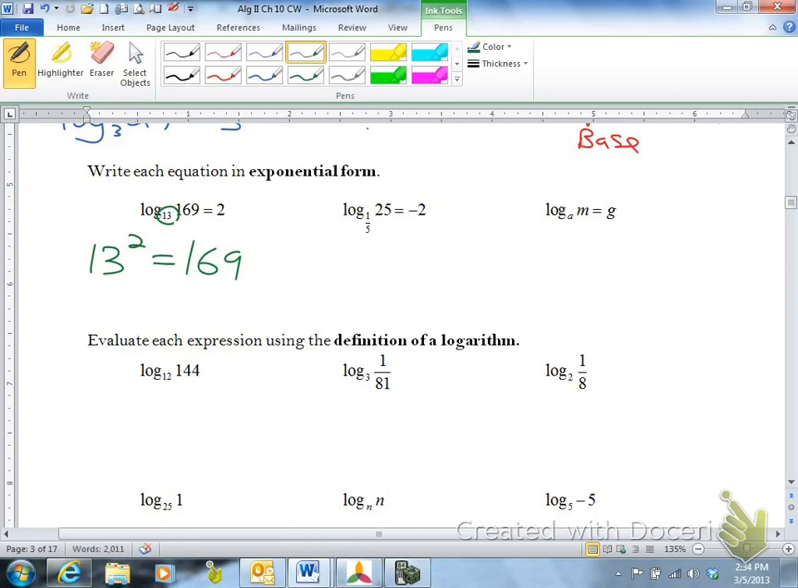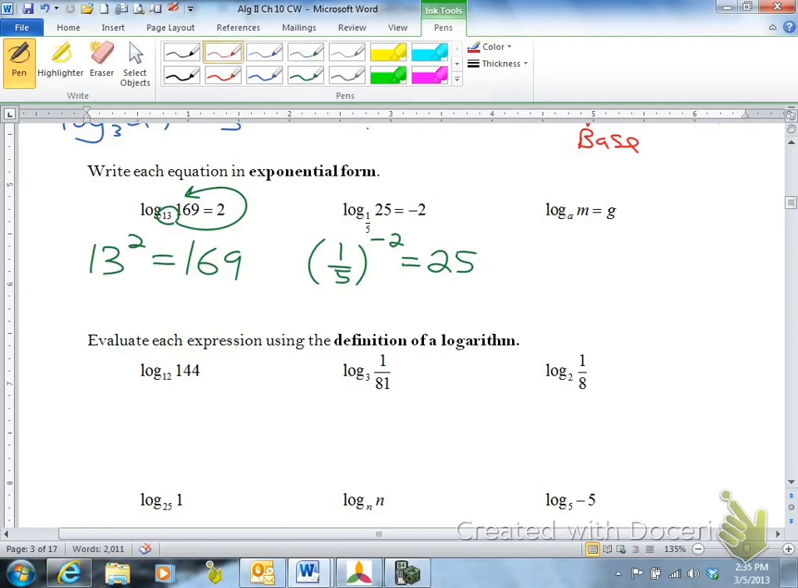I saw a teacher before do this, going from this form. If you start with the base and you go this way, then it's 13 raised to the 2 equals 169, just to get used to the order that you're supposed to write the numbers. The next one would be 1/5 is your base, raised to the -2 equals 25. And pause this video and see if you could write the next one.